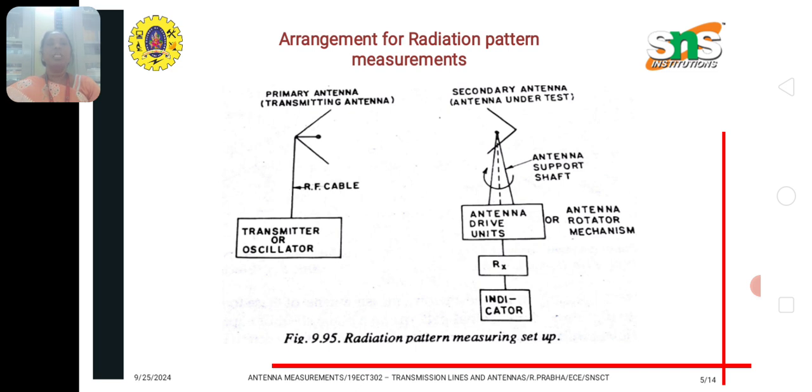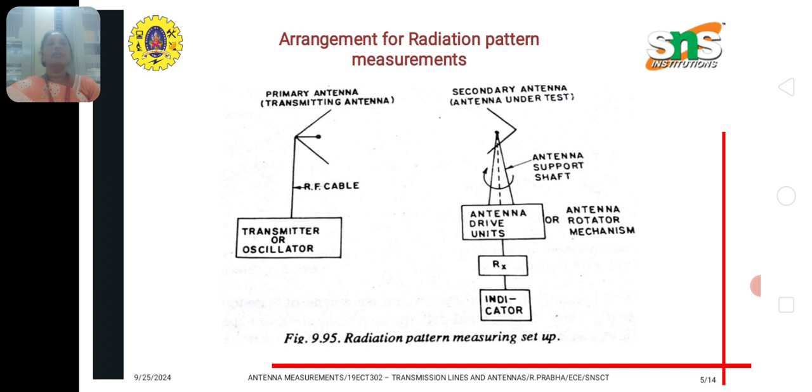So the primary antenna is constantly transmitting, and the secondary antenna is rotated by the antenna drive units through 360 degrees, and at each particular step angle, we measure the radiation. After getting all the radiations measured from 0 degree to 360 degrees by the use of the receiving antenna, if we draw the graph on a polar plot, we get the radiation pattern of the antenna. So this is the method of calculating the radiation pattern of a given antenna.